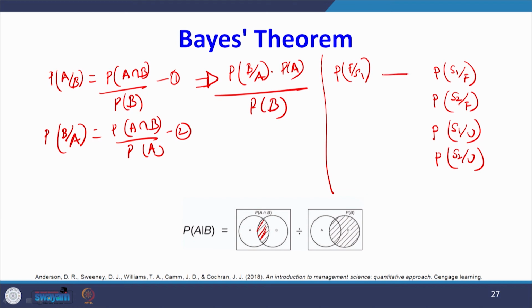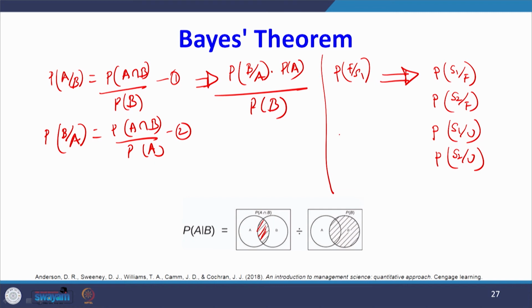So, from this information we have to find out this information. What is the P of F given S1? This says the marketing research company, when the demand is strong demand, there is this much amount of probability that they will provide the favorable report.